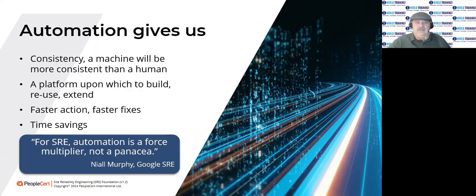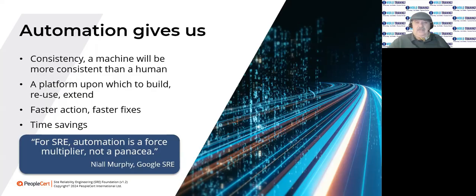Really, the point is that automation is a force multiplier. It allows you to get a lot more done with a given amount of resource. There's an interesting comment here, not a panacea. You're going to hear that in this module a little more. There are ways that automation can be bad or at least misguided.